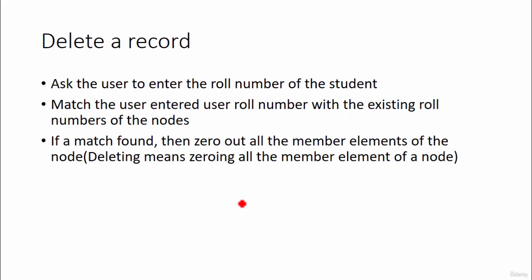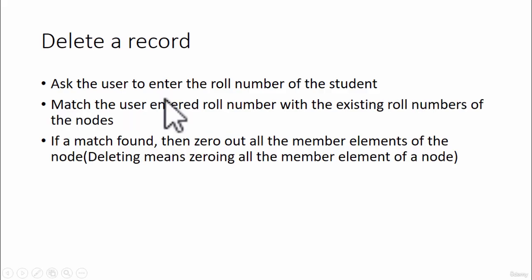Ask the user to enter the roll number of the student. Match the user entered roll number with the existing roll numbers of the nodes. If a match is found, then zero out all the member elements of the node. So remember that deleting means zeroing all the member elements of a node. So that's what delete means.